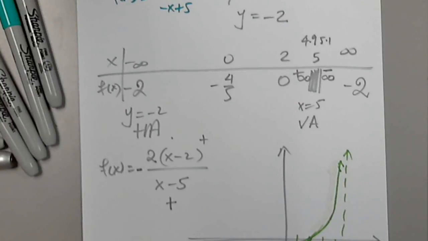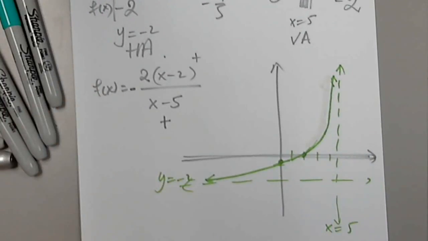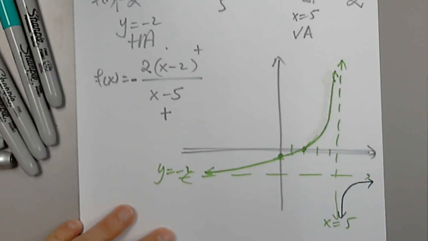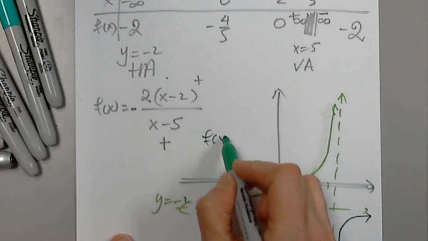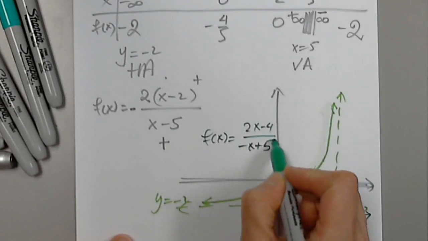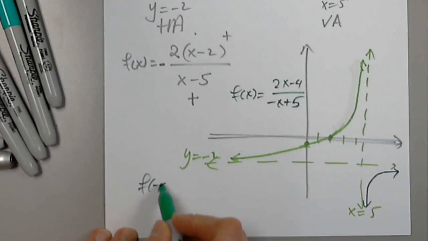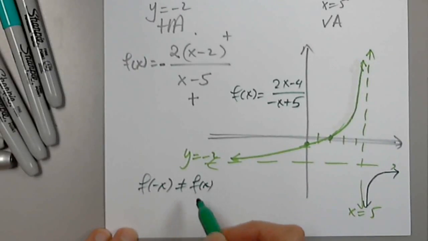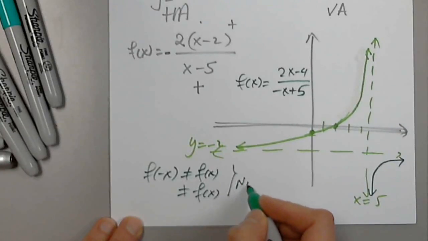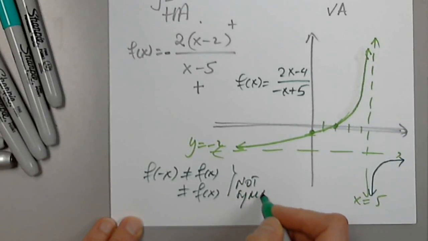And then on the other side, what do I have? From negative infinity to negative 2. This is the graph of f of x equals 2x minus 4 over negative x plus 5. And I would write that f of negative x does not equal f of x, which means it's not even and it's not odd, not symmetric.